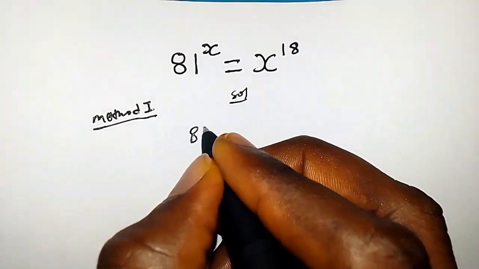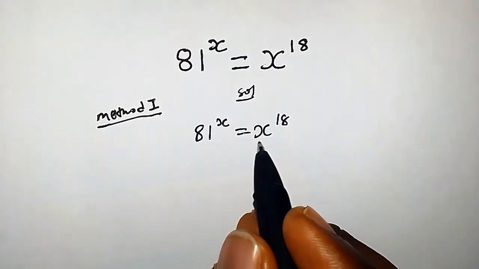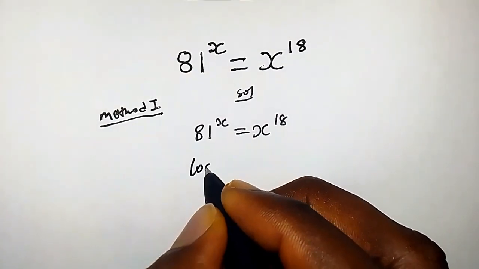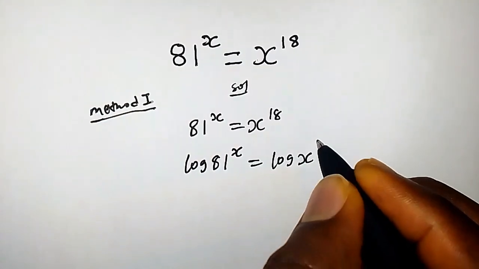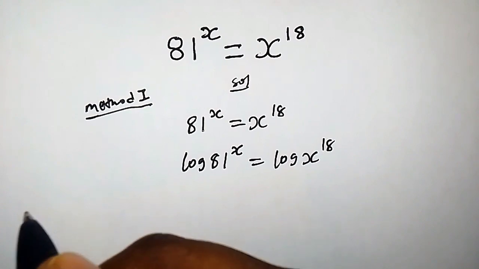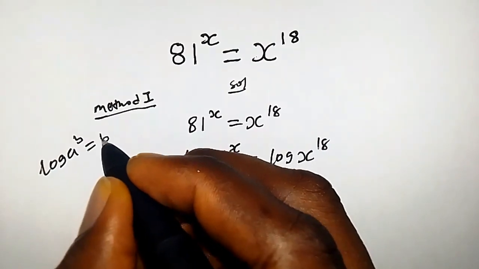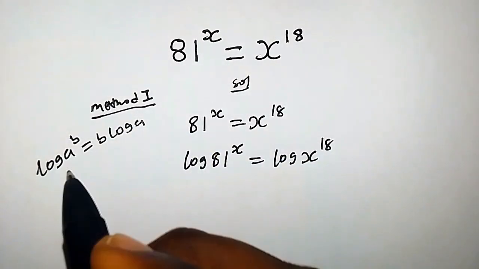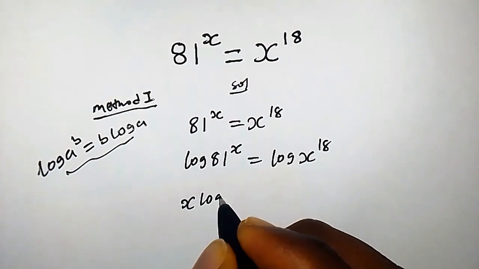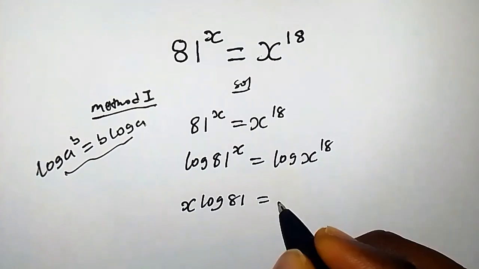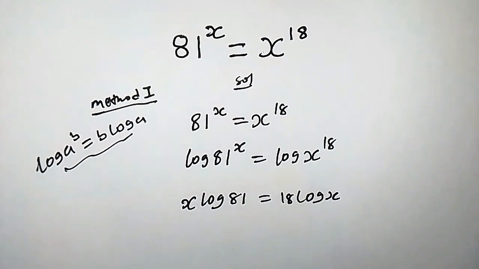We have 81 to the power of x equals x to the power of 18. Suppose we take the natural logarithm of both sides. So we're going to have log 81 to the power of x equals log x to the power of 18. Now recall that by rules of logarithm, log a to the power of b is simply the same thing as writing b times log a. So applying these properties to each of these, we're going to have x times log 81 equals 18 times log x.